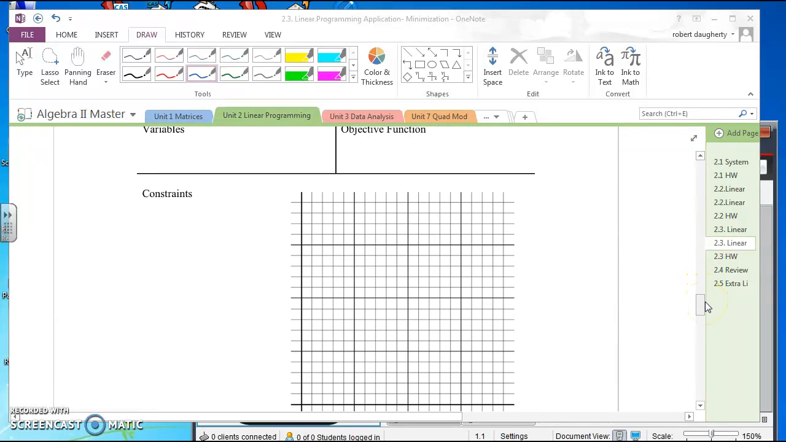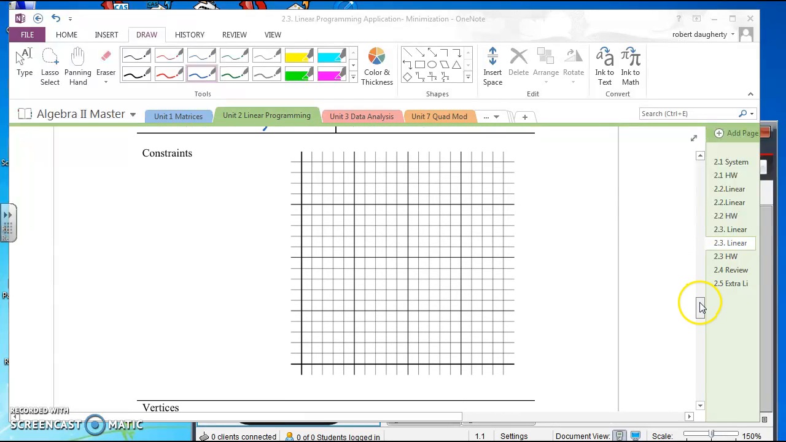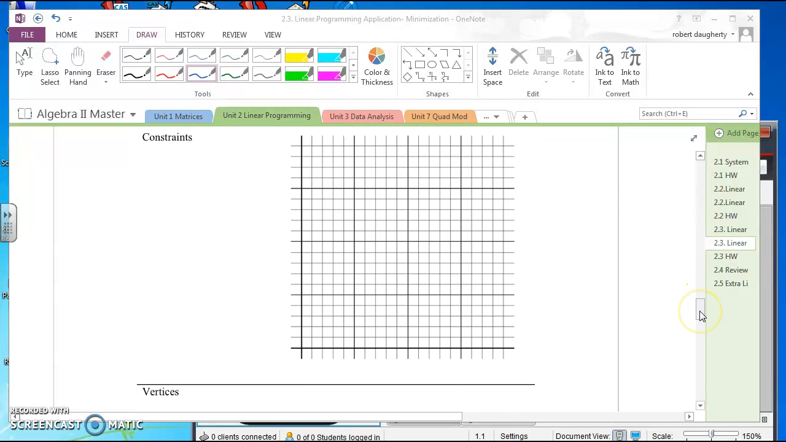So let's just sort of rehash what we've written so far. We've got our variables. Remember that X equals the ounces of powder X, Y equals the ounces of powder Y. My objective function was minimizing the cost. Remember, I wanted to minimize the cost, and the cost was 3X plus 2Y. And then if I look at it, I've got constraints here. What's a little bit different is I've got more constraints than what I've dealt with before.